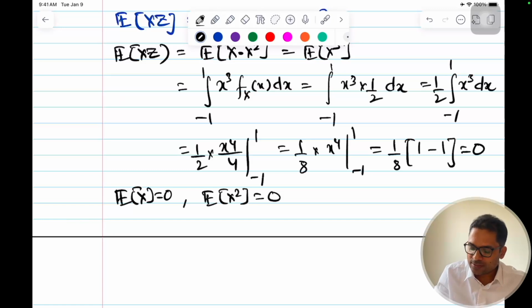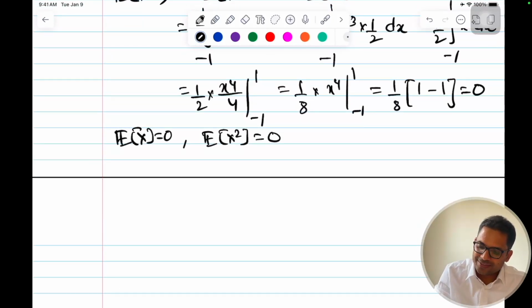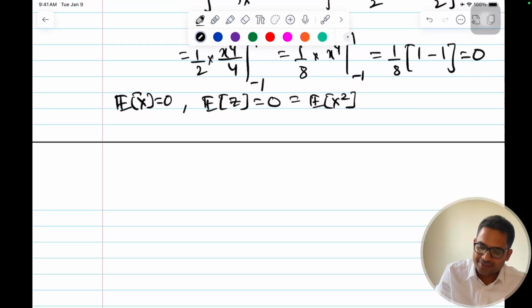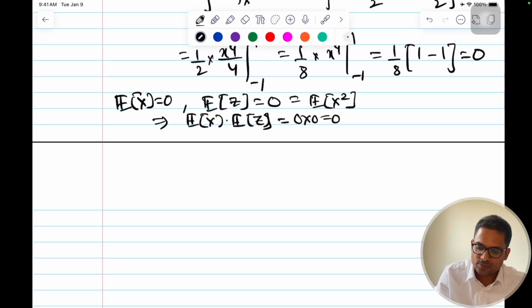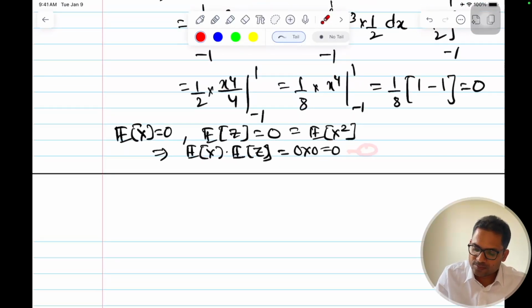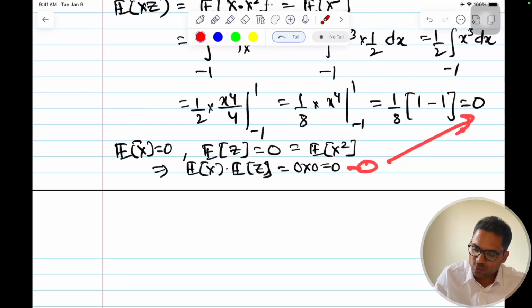Okay, x into x, so this is equal to x square. We know that the expected value of z is equal to 0, because this is the expected value of x square. So the expected value of x into the expected value of z is equal to 0 into 0, that is equal to 0. So you see here that this is 0 and even this is 0. Both are same.